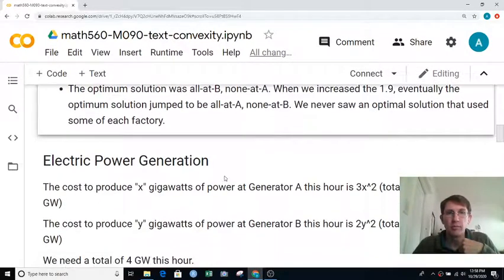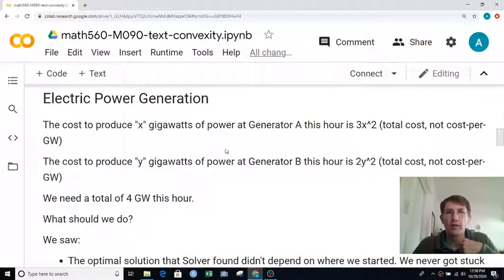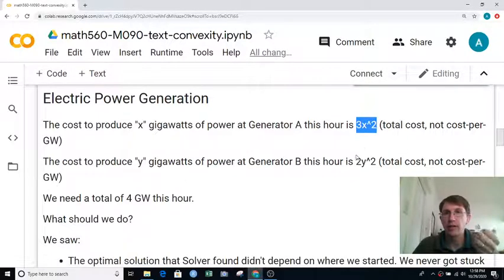Then we did another problem called electric power generation. By the way, these aren't meant to be super realistic, but they are vaguely realistic in like economies of scale or diseconomies of scale and stuff. So it was a very similar problem setup, but now the total cost is 3x squared at generator A and 2y squared at generator B. So go ahead and formulate that in Excel. We need a total of 4 gigawatts this hour, and see what you get.